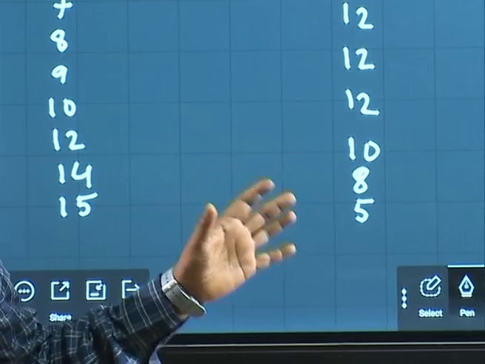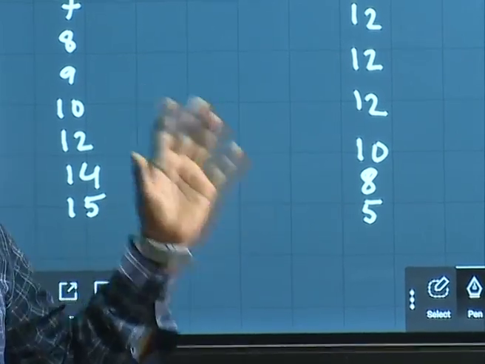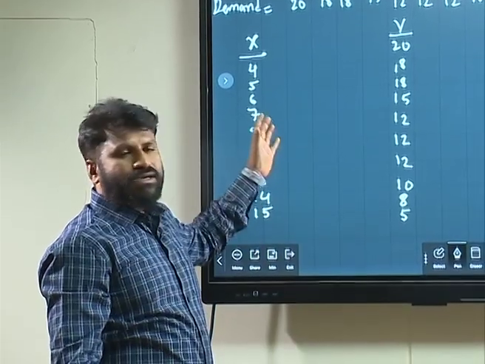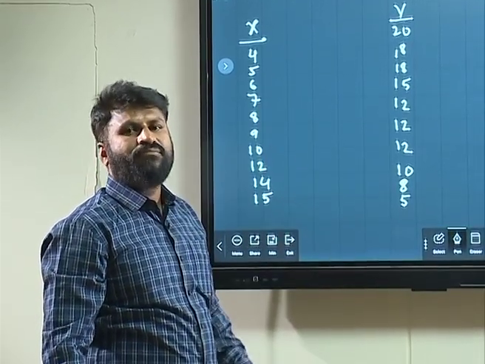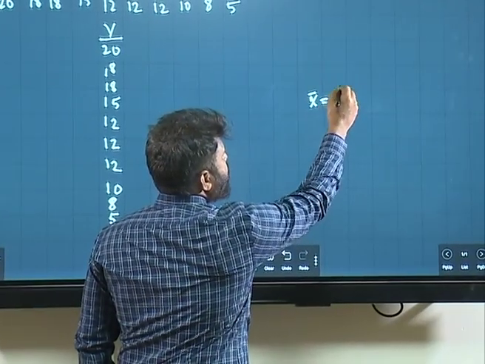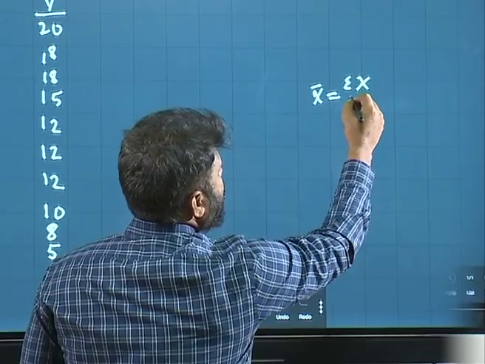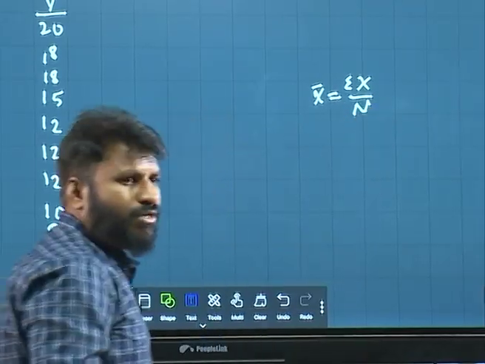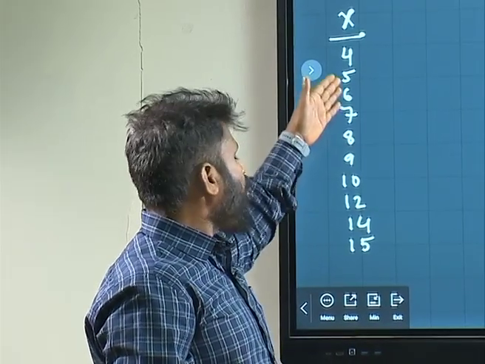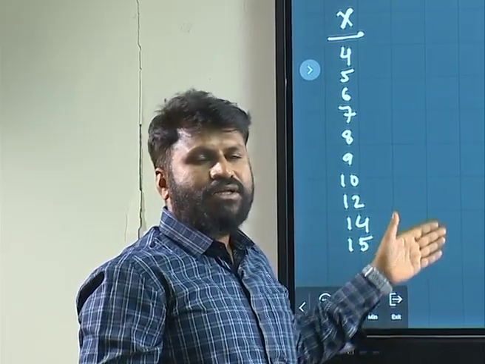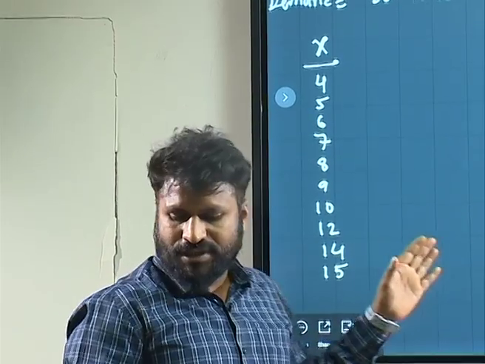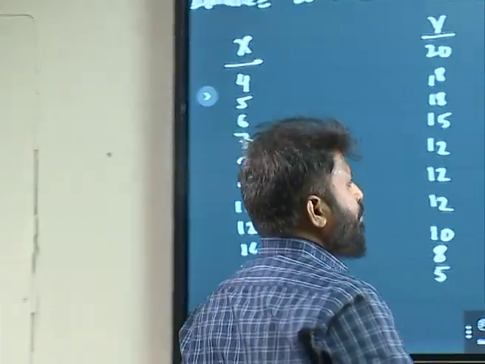First we have to calculate the mean value for each series. For x, we calculate the mean value. Mean of x is equal to the sum of x divided by the number of variables. Sum of x is 4 plus 5 plus 6 plus 7 and so on, the total aggregate of the x variable divided by the number of items. That is here 90 by 10.